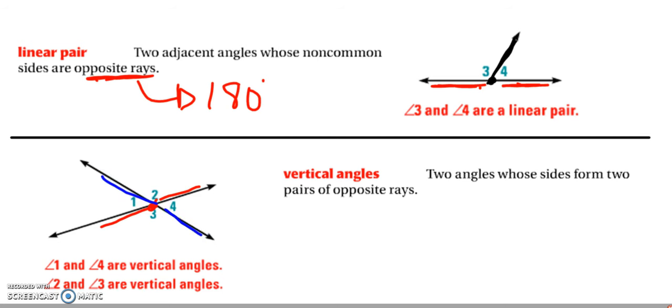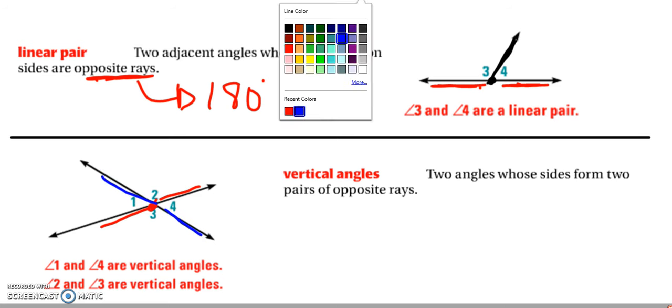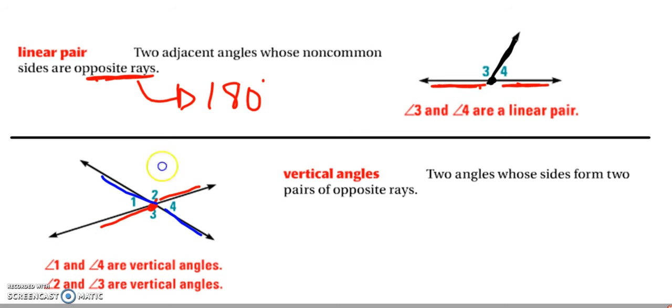And the vertical angles themselves are actually up and down and left and right. So angles 1 and 4 are vertical angles, and 2 and 3 are vertical angles.